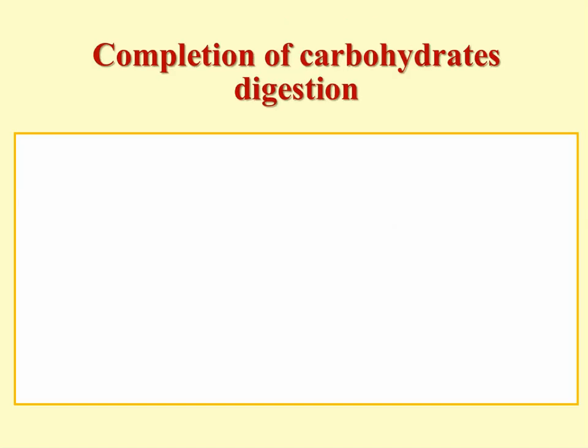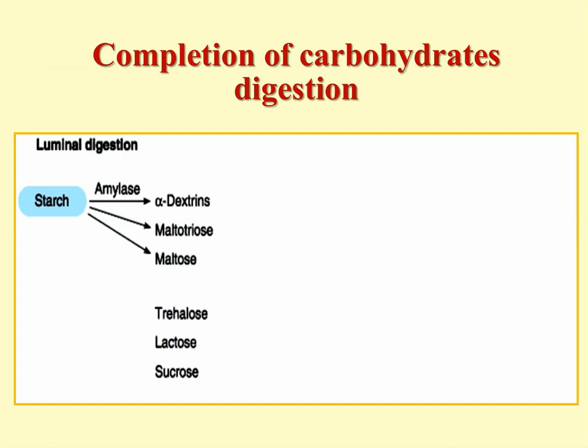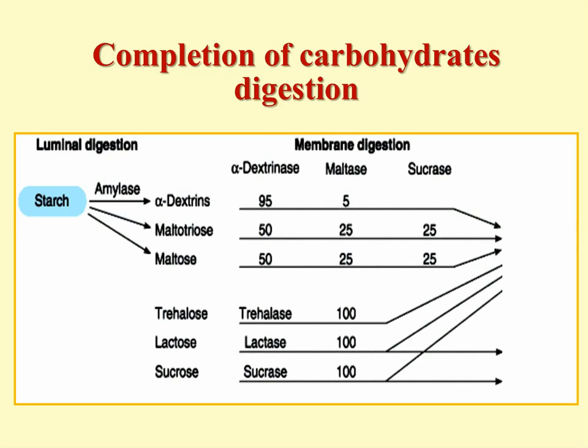Now let's observe how carbohydrate digestion is completed. First, in the lumen of the intestine, the starch is hydrolyzed by amylase into alpha-dextrins, maltotriose, and maltose. And the food can also contain other carbohydrates. Then membrane digestion occurs by alpha-dextrinase, maltase, sucrase, and a number of others. And final products are formed, such as glucose, galactose, and fructose.